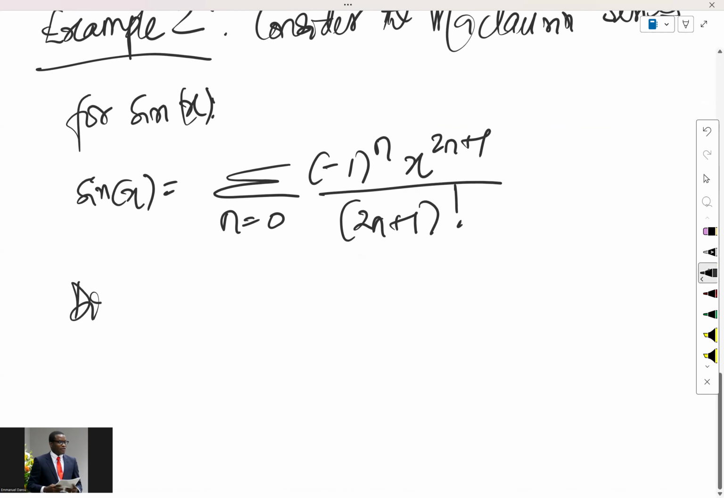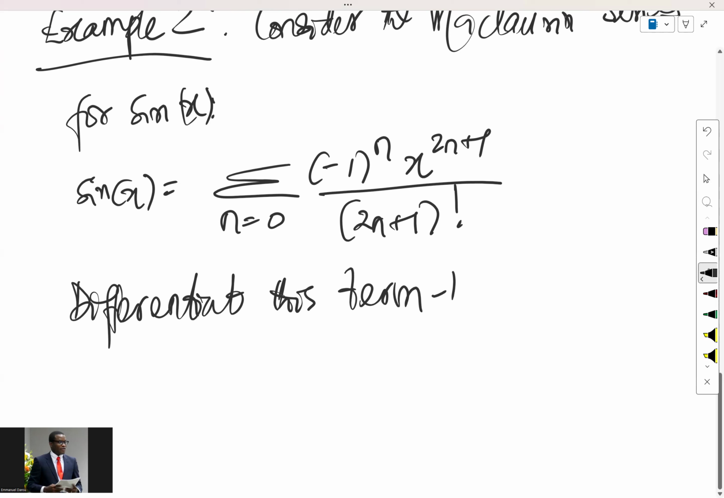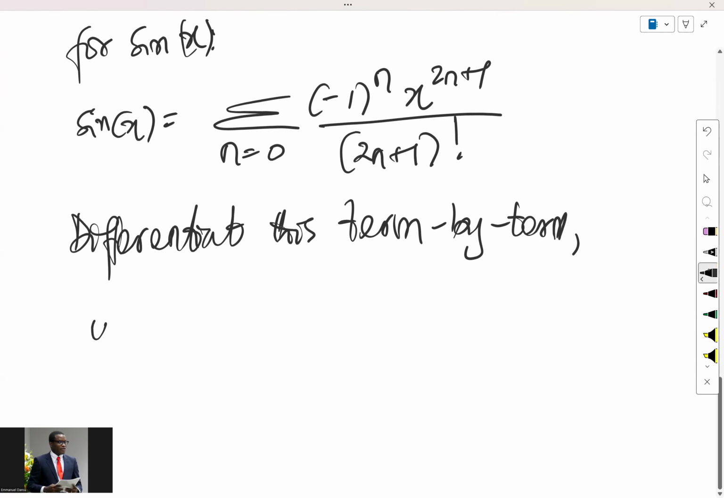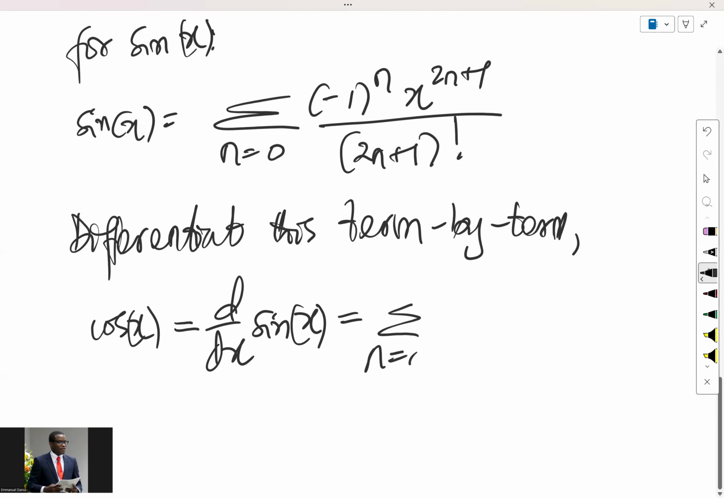So if you differentiate term by term, that gives us, differentiate sine x, you get cos x, right? And because you get cos x, that will be equal to summation. Cos x itself, like we said, is d dx of sine x. When you differentiate sine x, you get cos x. And that is equal to summation from n equals 0 to infinity.